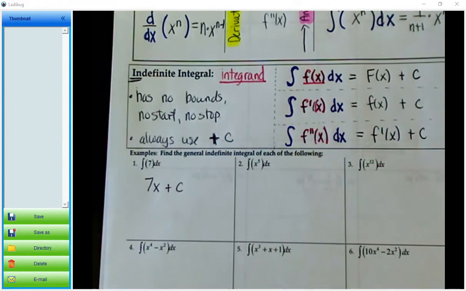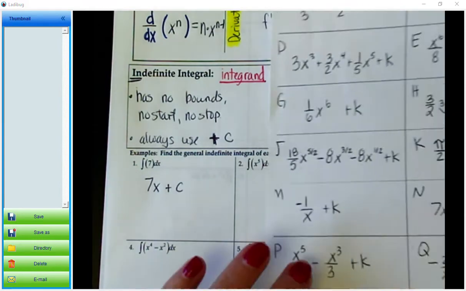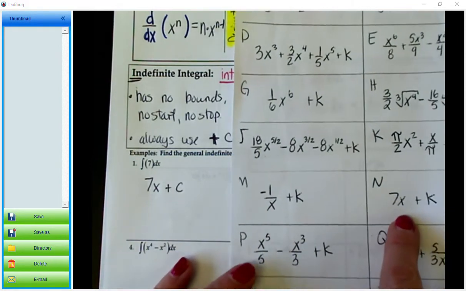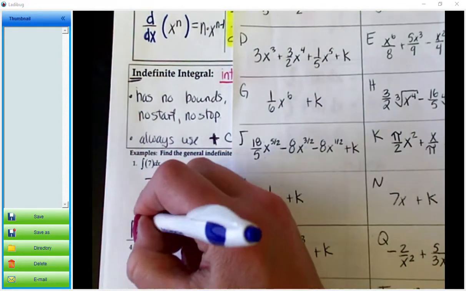Notice that little sheet I gave you? I gave you all the answers. So as we find them, we can mark them off and write down the letter. It's a lot easier for me to check your work if you've matched it to the letter. So let's find 7x plus k and just put a little n in your box.